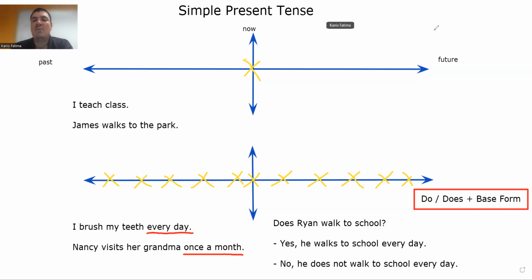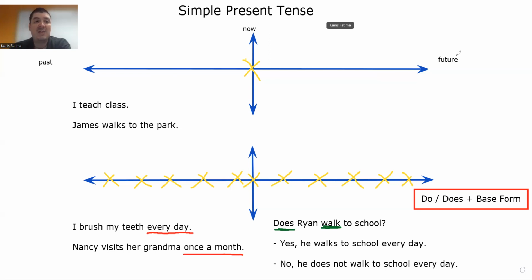Now, when you're using the helping verb do or does, you always use the base form of the verb. You do not add s. So looking here, we say, does Ryan walk to school? Now, even though Ryan is he, and normally that verb has an s, here there's no s because we're using the helping verb does. So we don't say, does Ryan walks to school? We say, does Ryan walk to school?